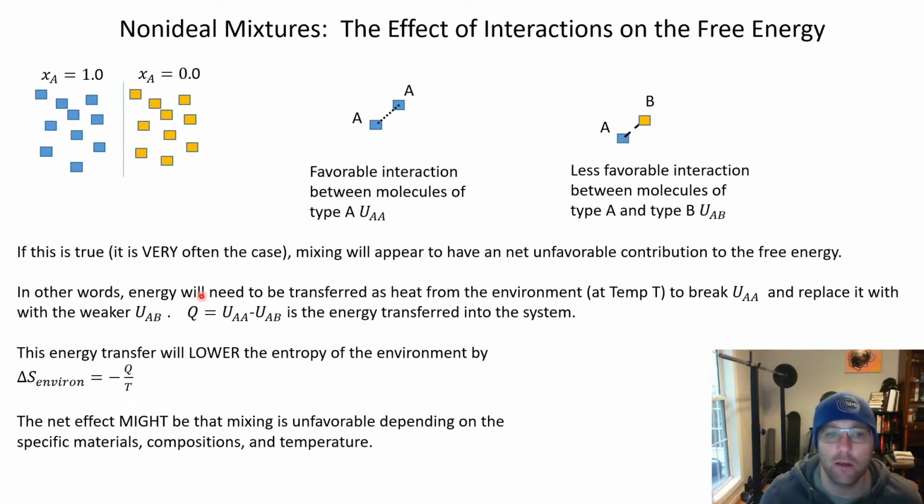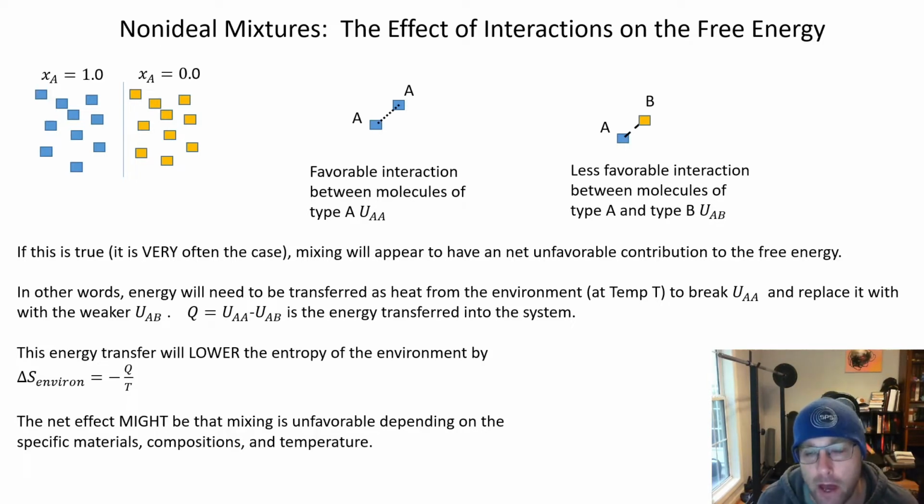And so the energy as heat that you would need to do that is just U sub AA minus U sub AB, and that would be the value of the energy that would need to be transferred into the system to create the mixed state from the unmixed state, right? And so the important point is that that energy transfer will lower the entropy of the environment. If you extract heat from the environment, you're lowering the entropy of the environment.